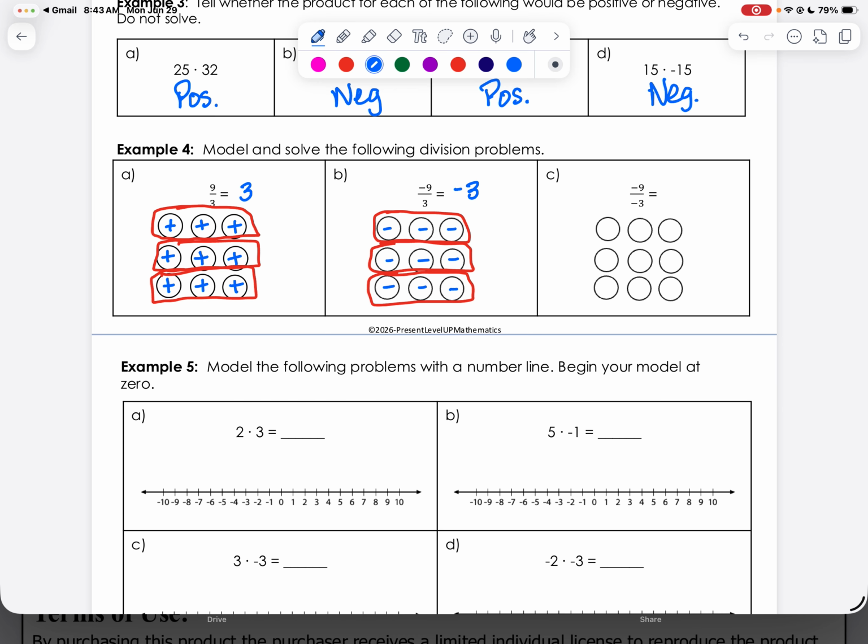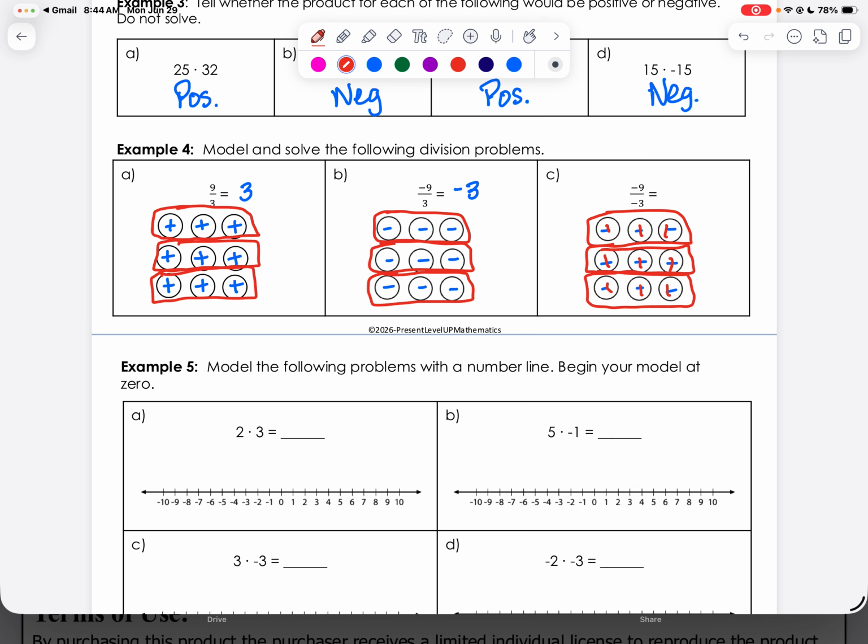In problem C, we have negative 9 counters here, but this time we're going to divide them into the opposite of 3 groups. So I'll start out with my 9 negatives. Then I'll divide them into 3 groups. And then because that bottom number is negative, I must take the opposite of each one of these.